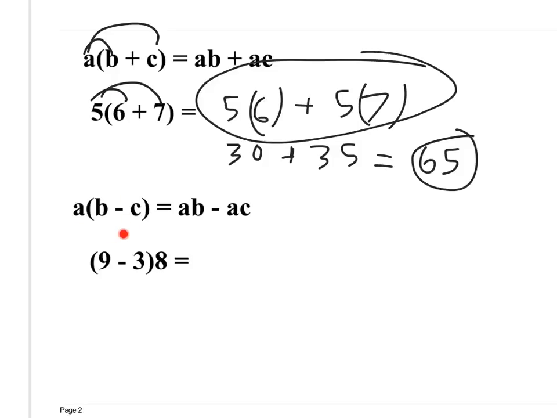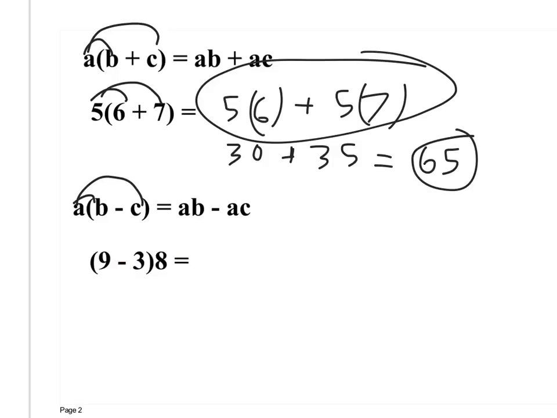Now here, this is the rule if you're subtracting, if this is a subtraction problem on the inside. I take A times B, and I take A times C, and what I do is this sign stays. It doesn't change. So I've got AB minus AC.